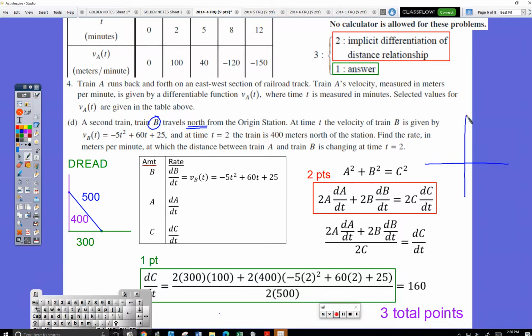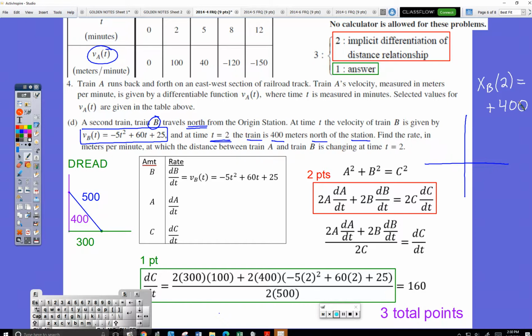At time t, the velocity of train B is given by this formula. So instead of a table, they're giving us a formula for the velocity of train B. We know the velocity of train A at some times, and we know the velocity of train B at any time. At time equal 2, train B is 400 meters north of the station, so I would write that down. The position of train B at time equal 2 is a positive 400 because we are 400 north of the origin.